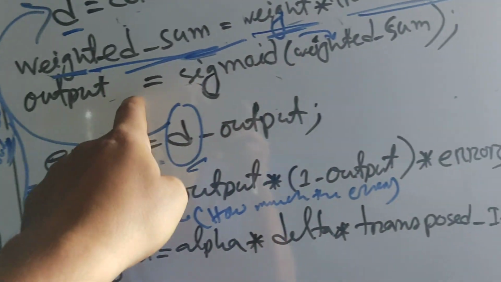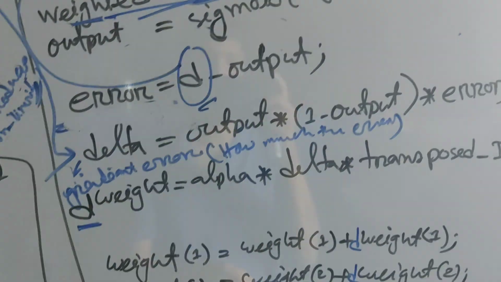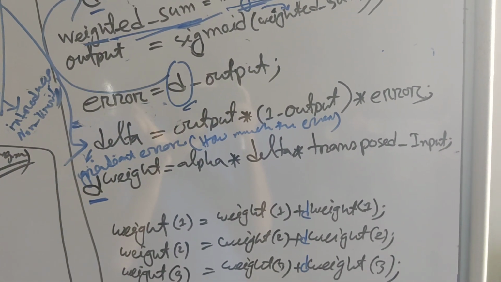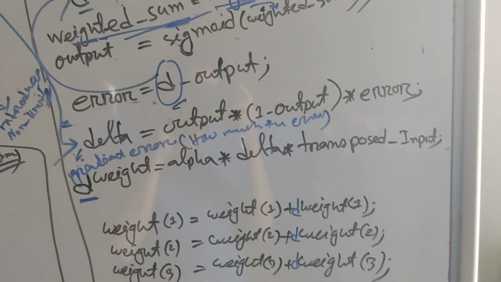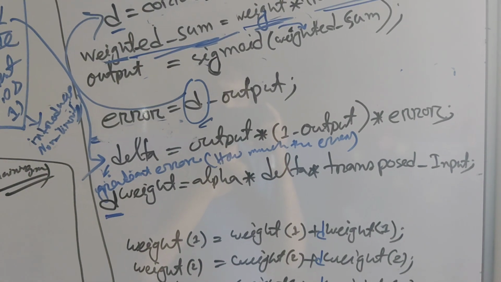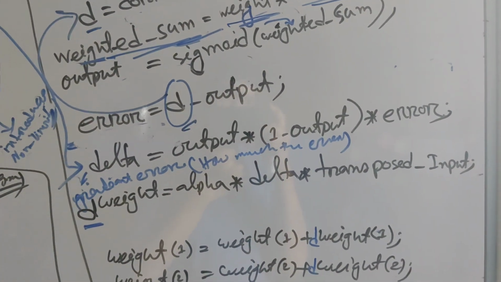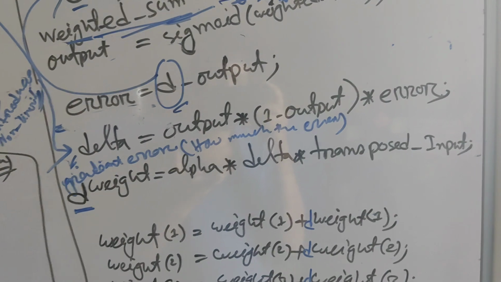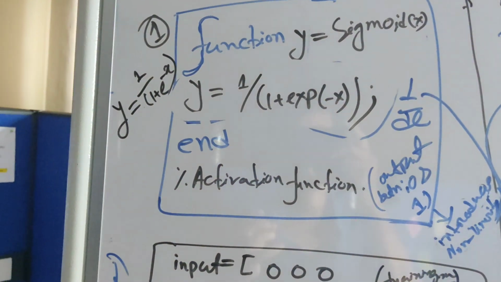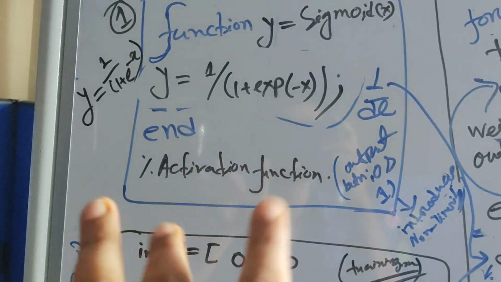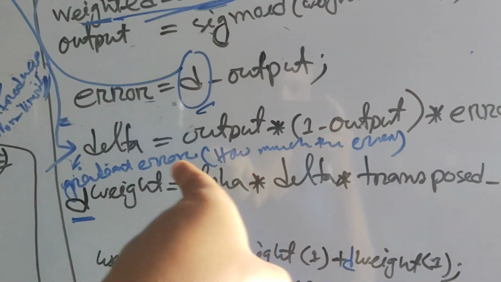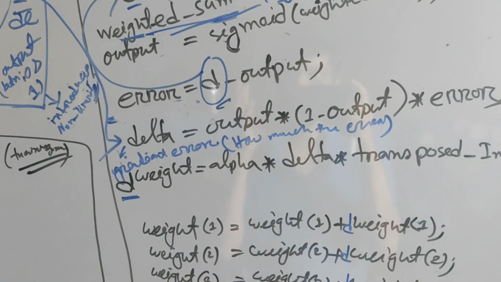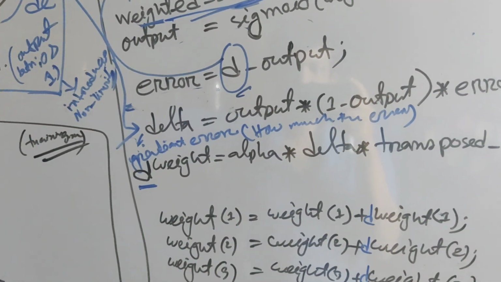We find the difference between D and what we just calculated with sigmoid, and then we calculate delta, which is called the gradient error. It tells how much the error is, and it's actually used in the back propagation concept. Delta is actually the derivative of the sigmoid. You can just Google it and you'll find how they derived this. I don't want to waste time, but it's really simple. I know you know how to do derivatives. So we just calculated delta.